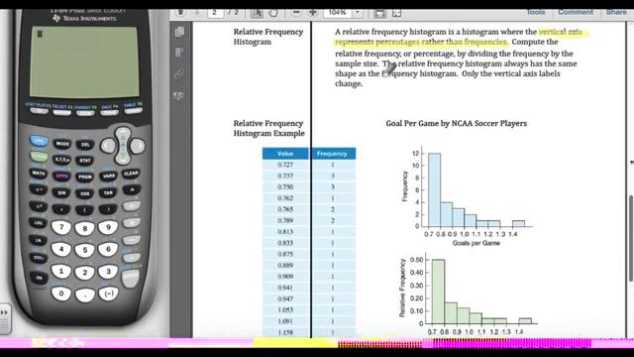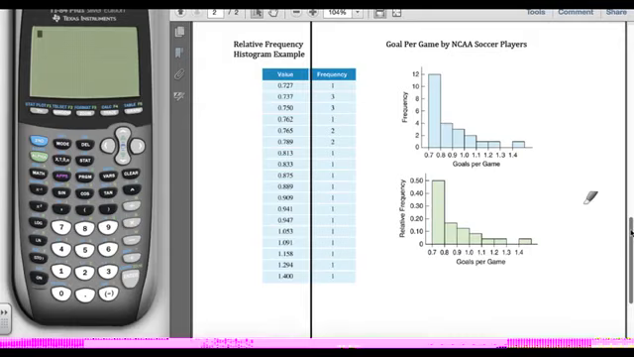It's a reminder to compute the percentage, aka the relative frequency. Divide the frequency by the sample size. The relative frequency histogram will always have the same shape. It'll look the same as the regular frequency histogram, only the vertical axis changes. And we can see that with this final example in this video here.